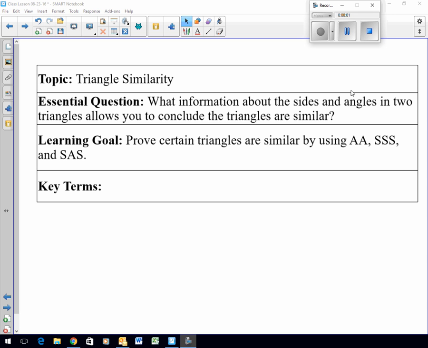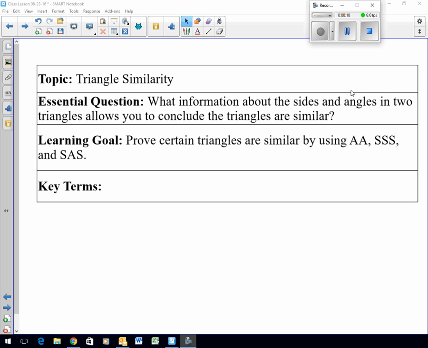We're discussing triangle similarity. We're going to try and find what information about sides and angles of two triangles allows us to conclude that triangles are similar. We're trying to prove certain triangles are similar by using AA, SSS, and SAS.